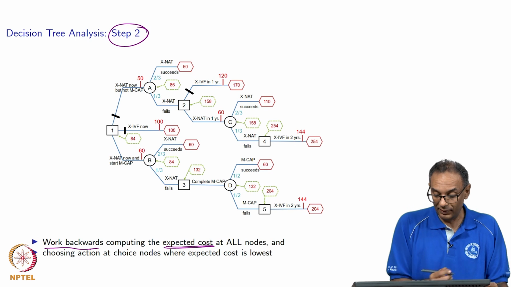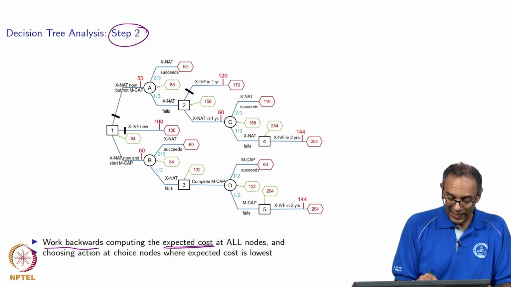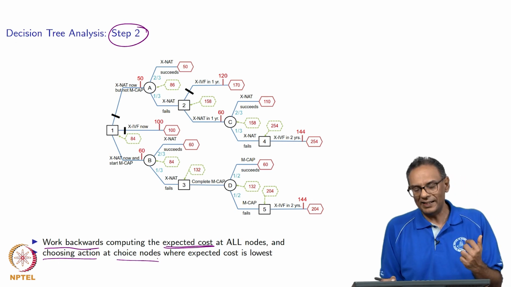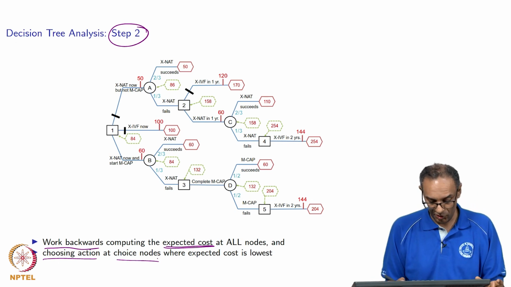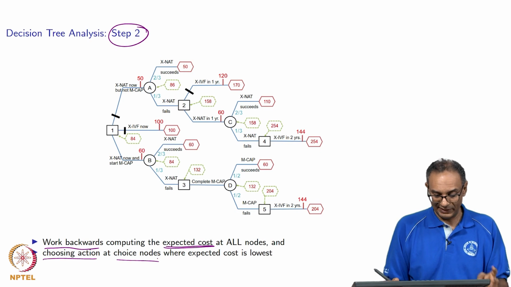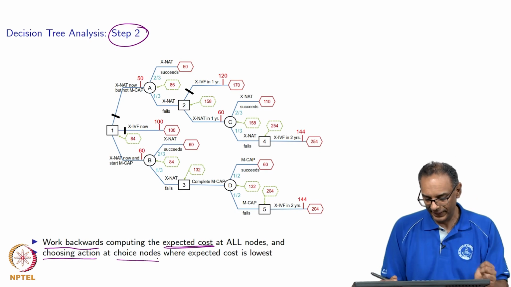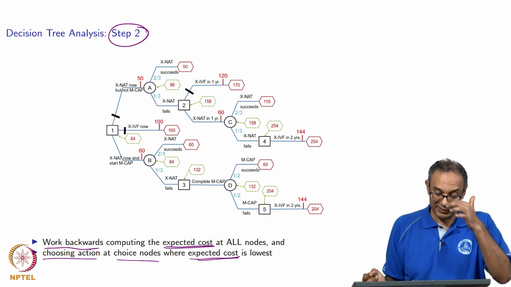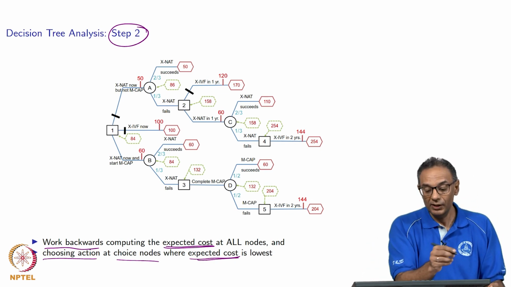It's written in green color. You can look through that. And you need to pick the appropriate action at the choice node. That's the second part of step 2: you need to pick the appropriate action and cut off the action that you don't want to take. And you want to pick the one that has the lowest cost. I'm going to go through this very carefully. Let's do from the bottom to the top.